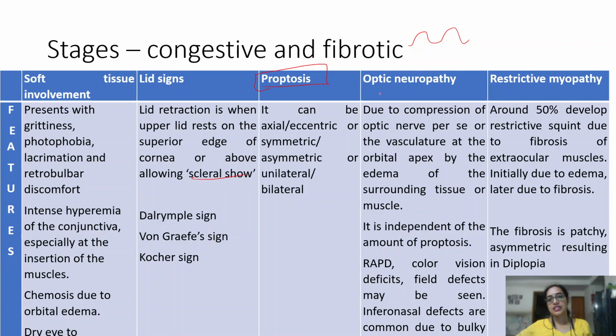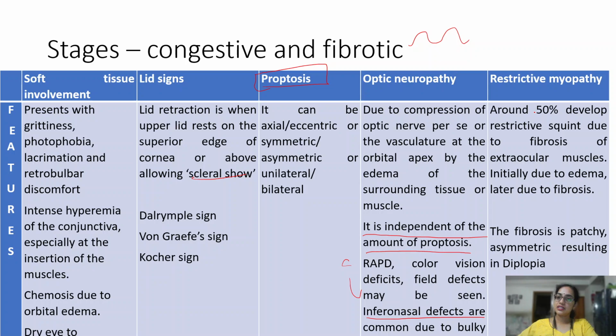Okay, next is optic neuropathy. It happens due to compression of the optic nerve by the edematous muscles at the orbital apex, and it is not depending on the amount of proptosis. Okay, mind you, just because a patient does not have proptosis, it doesn't mean that he cannot have optic neuropathy. So we can assess optic neuropathy by various tests shown here. And then most common defects seen are inferonasal defects due to the bulky LPS complex.